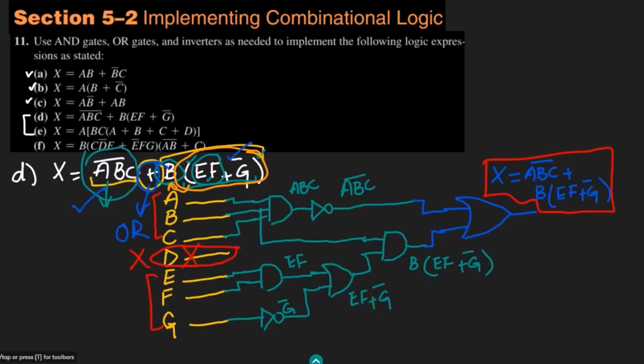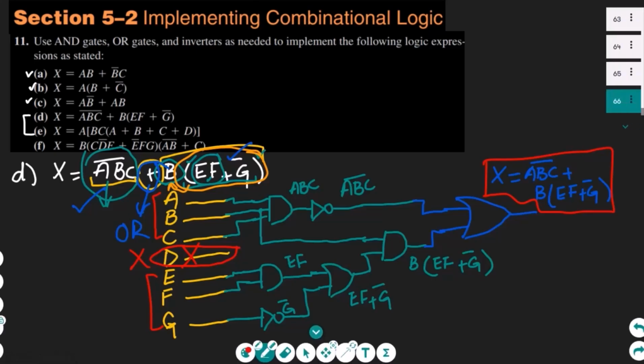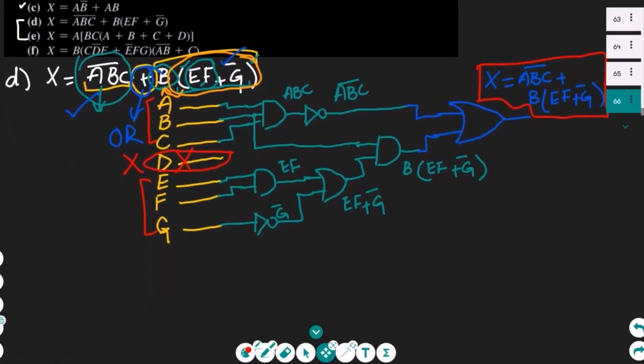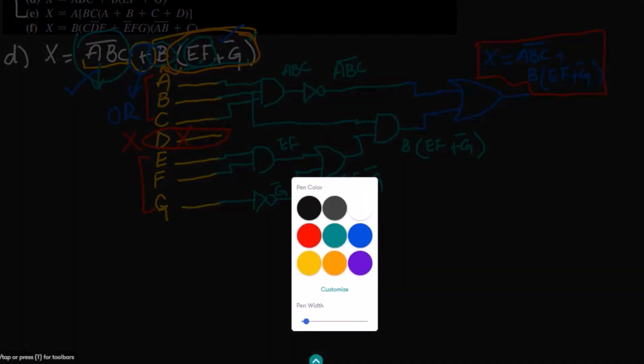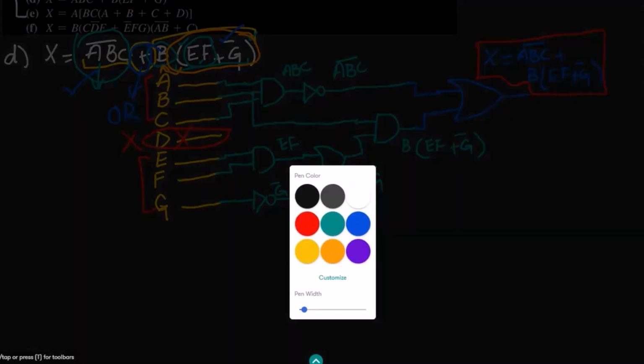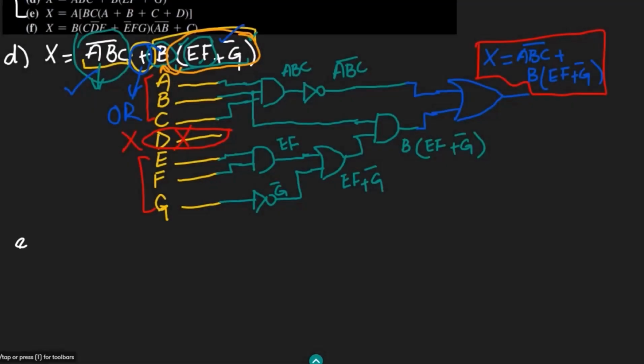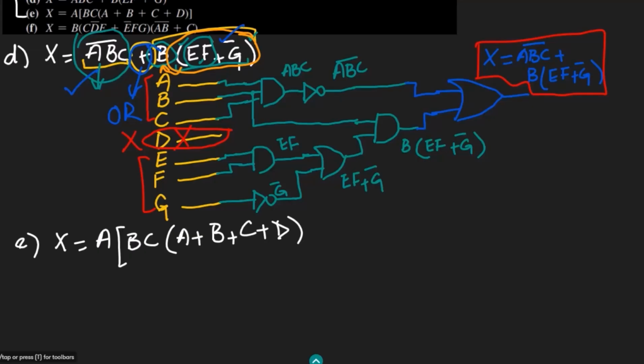Similarly for part E, let me move around somehow. For part E, let me write the statement for it, and that is X equal to A B C, A plus B plus C plus D. So here I have this question.